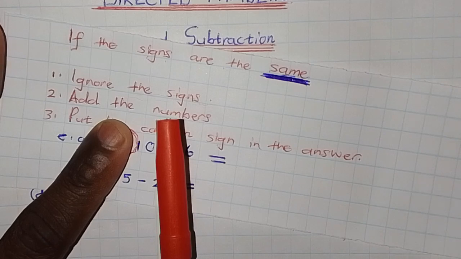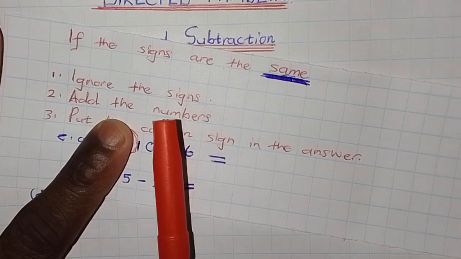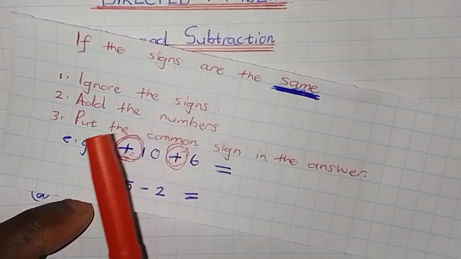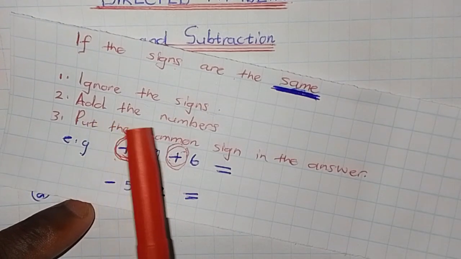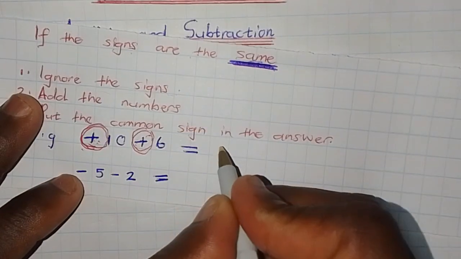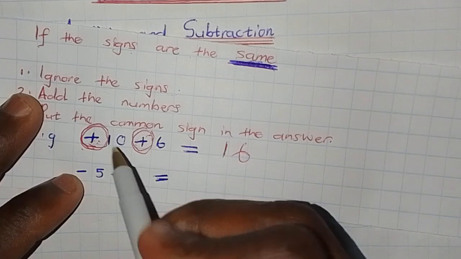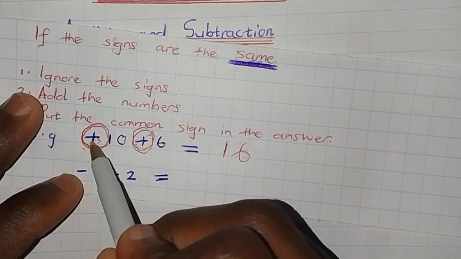Then the second step is to add the two numbers. Let's add them, guys. 10 plus 6. What do we get? 16. I'm sure you've got 16. 16 is the answer. Now the final step is to put the common sign in the answer. So let's write our answer here. 16. Then the common sign is positive.